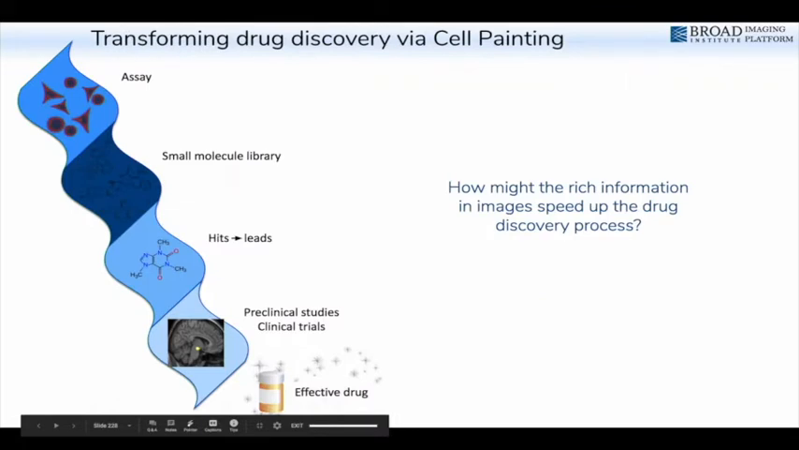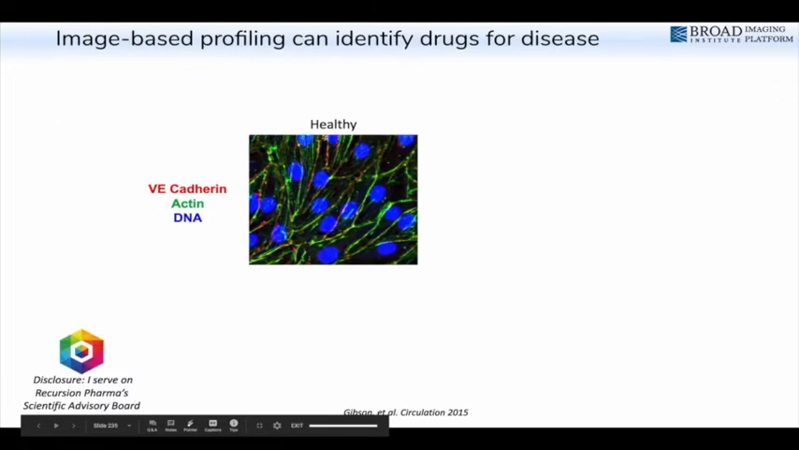Okay, so how can we use this rich information? What is measuring the similarity between images and the differences between images? What does that do for us in practical terms? So I'll start out with an example that I can take no credit for.